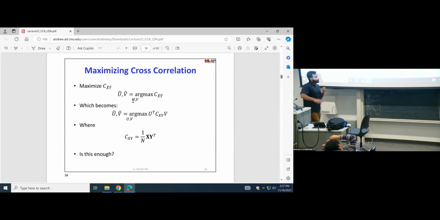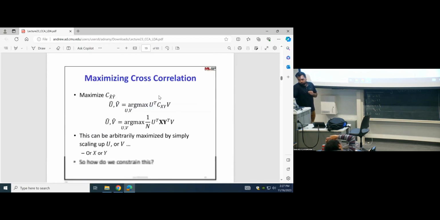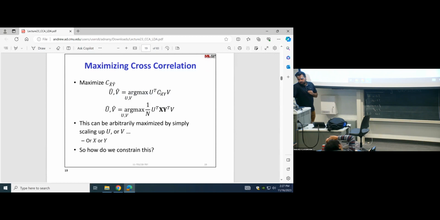So do people see the point? PCA did not do this, right? PCA just found the maximal variance. This is a different objective. Okay, so always, if U and V are not constrained, then you can have infinite solutions. We saw that in the EM algorithm, that if W is not one length, it could be anything. So we have to constrain it.